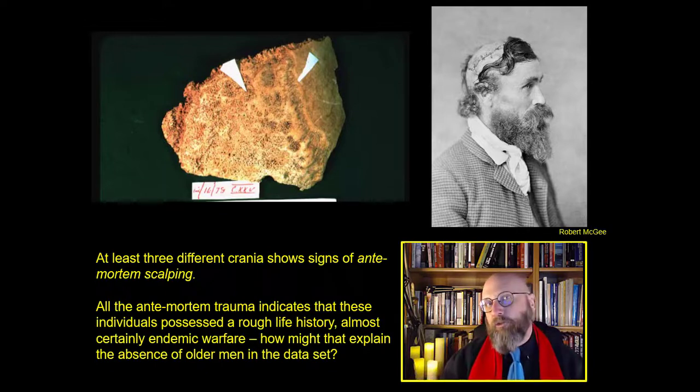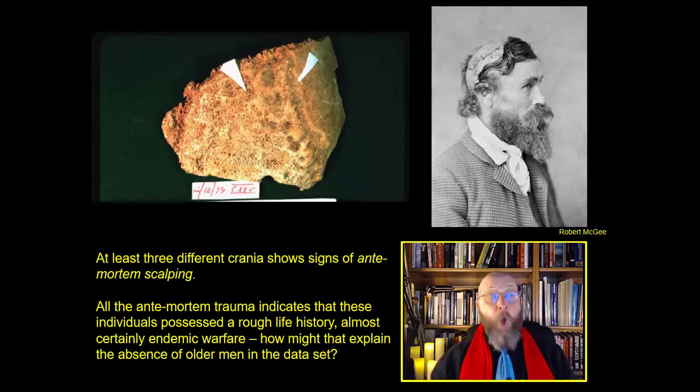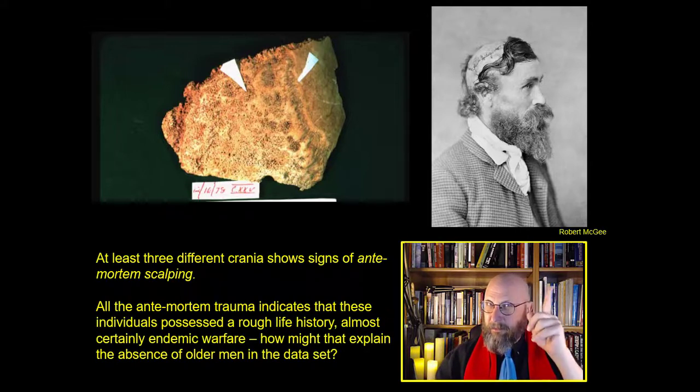All of this ante-mortem trauma can basically tell us what happened to one of these missing groups of people. You should be able to figure this out: why there are no old men in the mass grave at Crow Creek. And if you can't think about it, contemplate it. The answer should come to you.